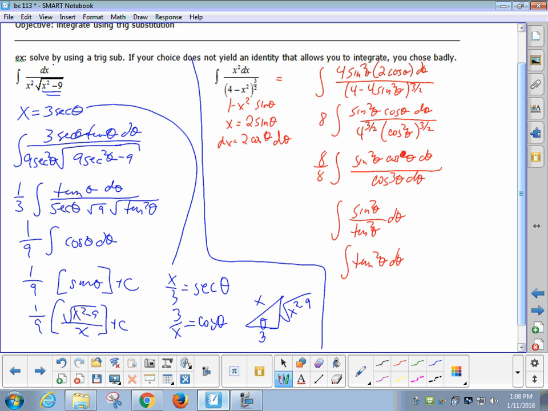Wrinkle? Oh, I was thinking ahead to my next step already, sorry. It should have been cosine squared. I was thinking of what I was going to do next there. Like that, sorry.